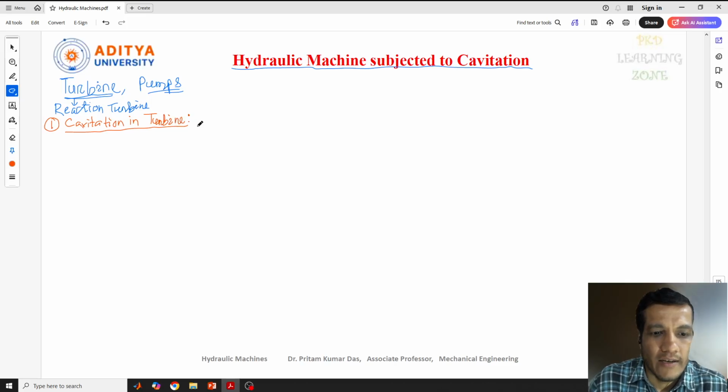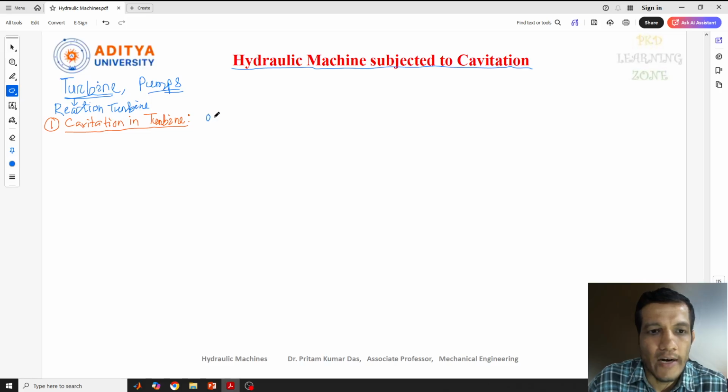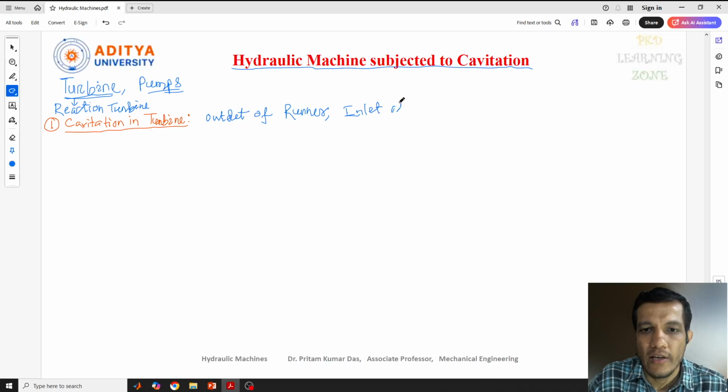The cavitation will occur at which point? In the turbine, the cavitation will occur at the outlet of the runner, or we can say at the inlet of the draft tube, since a draft tube is connected there. At this point our cavitation will be formed, and due to this cavitation formation, the efficiency is going to decrease.